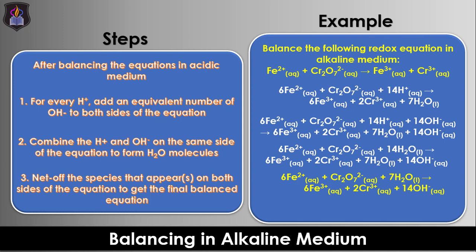As usual, let's check whether our equation is balanced. The atoms count will remain the same as in acidic medium. It is only the charges that will change. Therefore, for the charges, the total charge on the left hand side is +10, distributed as follows: +12 from the 6 moles of iron 2 ion, -2 from the 1 mole of dichromate 6 ion, and 0 from the 7 moles of water. The total charge on the right hand side is equally +10, also made up of +18 from the 6 moles of iron 3 ion, +6 from the 2 moles of chromium 3 ion, and -14 from the 14 moles of hydroxide ion.